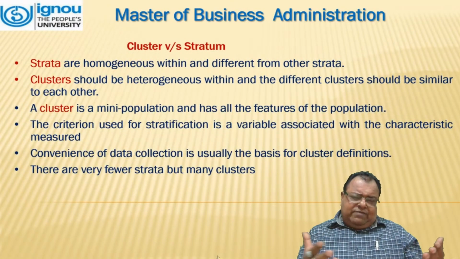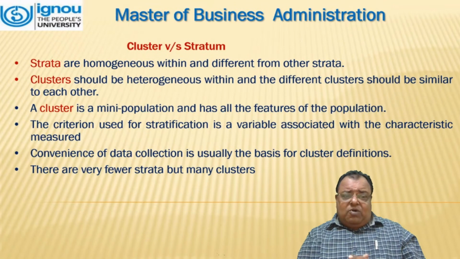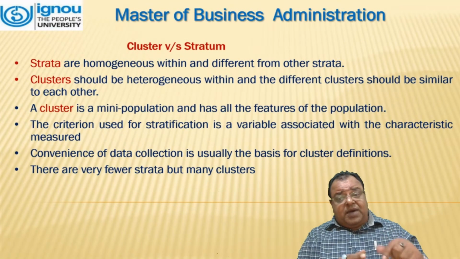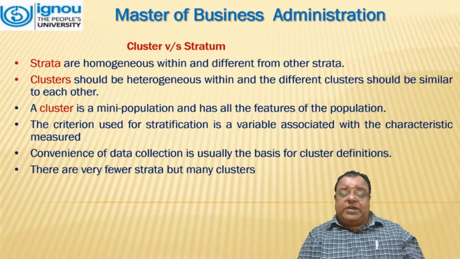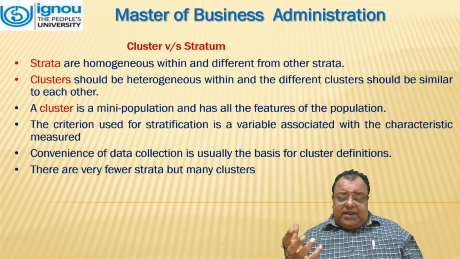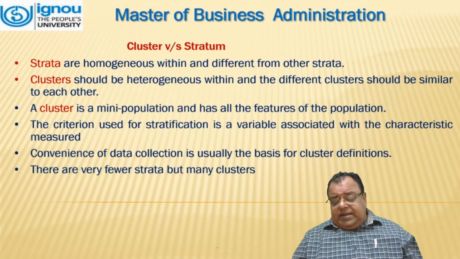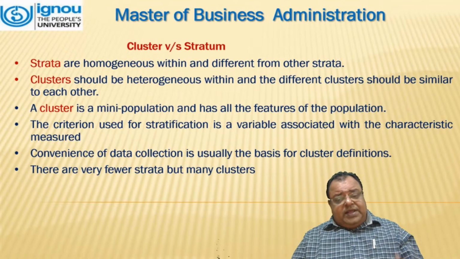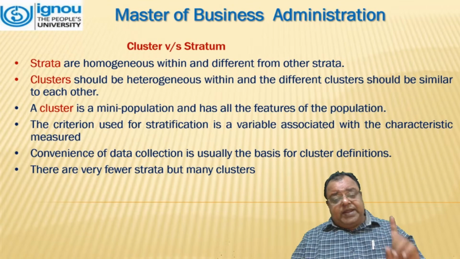Now, what is the difference between cluster versus strata? Strata are homogeneous within and different from other strata, whereas a cluster should be heterogeneous within, and the different clusters should be similar to each other. A cluster is a mini population and has all the features of the population. The criterion used for stratification is a variable associated with the characteristics measured. Here, the convenience of data collection is usually the basis for cluster definition. There are very few strata, but there are many clusters.